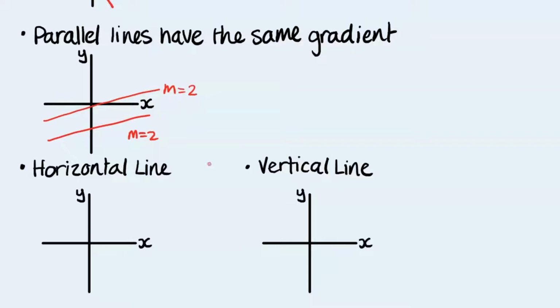Lastly, what I want to mention is that when you have a horizontal line, then the gradient is 0. So say if we had a horizontal line, well, m, the gradient, is equal to 0. Then if we have a vertical line, then the gradient is actually undefined. So say if we had a vertical line like this, the gradient m is undefined. Okay, so that's all the theory that you need to know for this section.